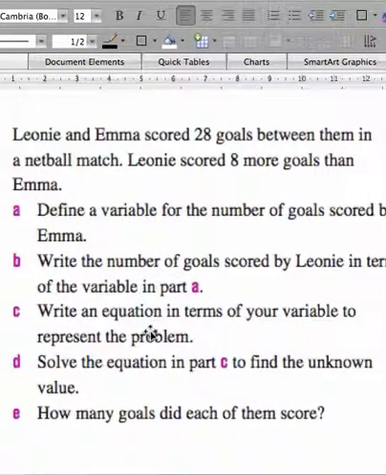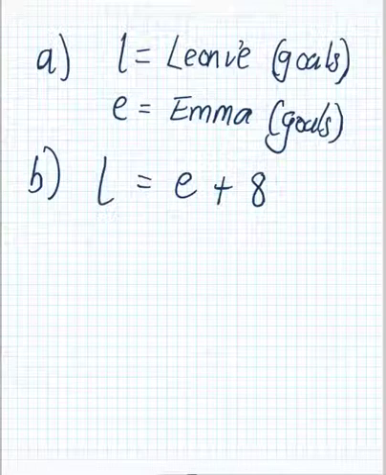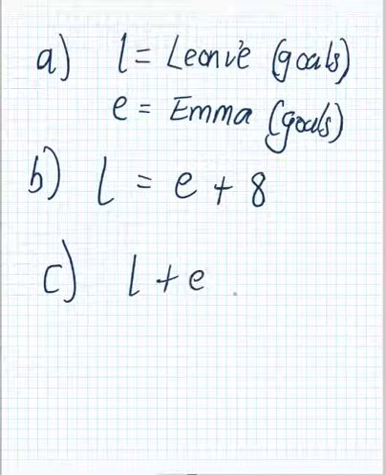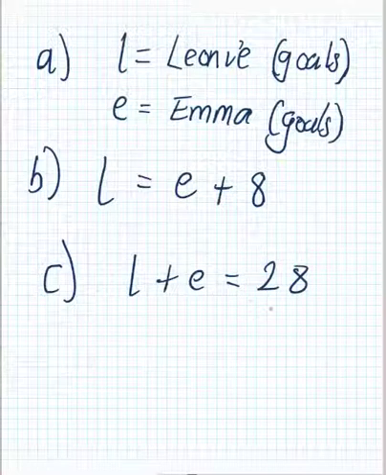Now C says, write an equation in terms of your variable to represent the problem. We could have done this at the beginning because in the first sentence, we can also have another equation. It says that Leonie and Emma scored 28 goals between them. So straight away, that's an equation. So L plus E: Leonie's goals plus Emma's goals gave a total of 28.